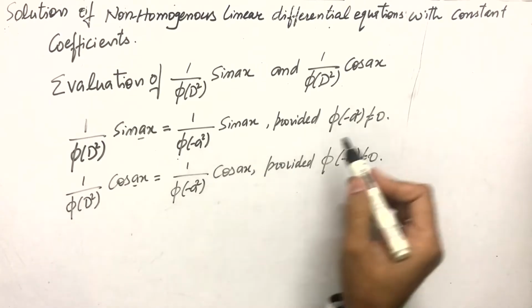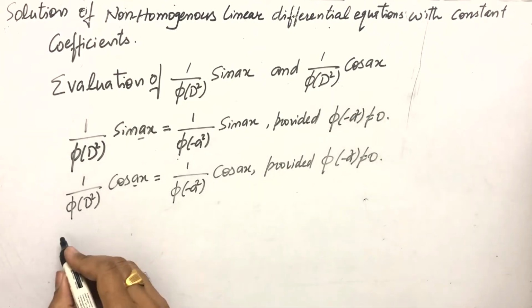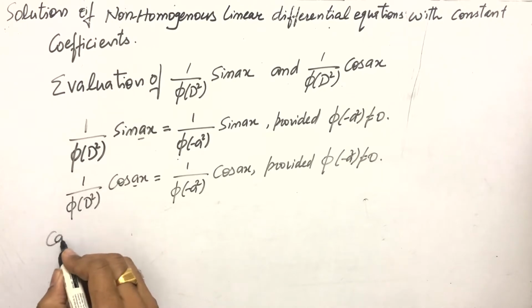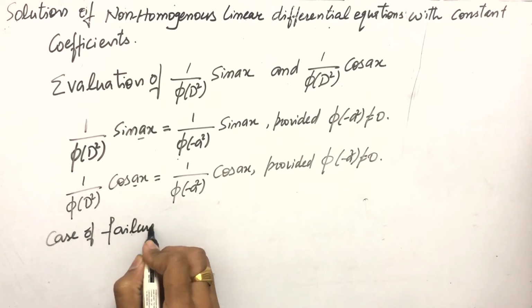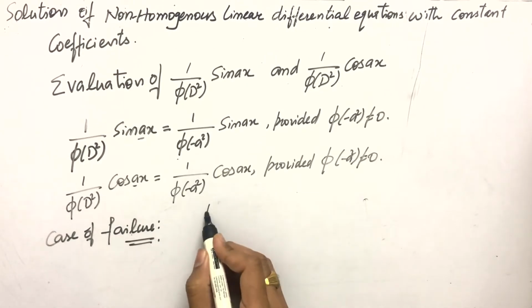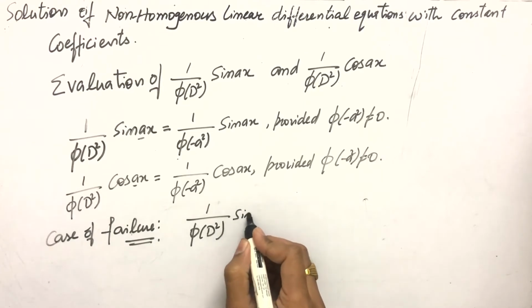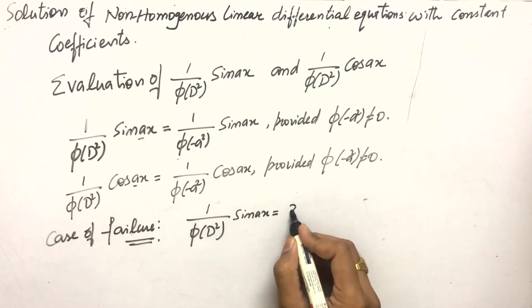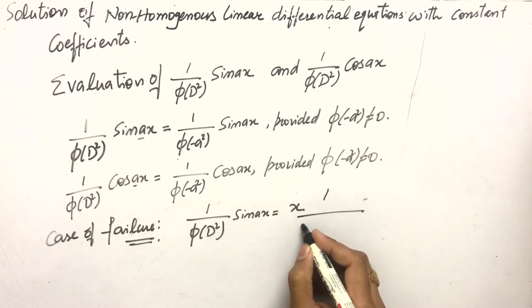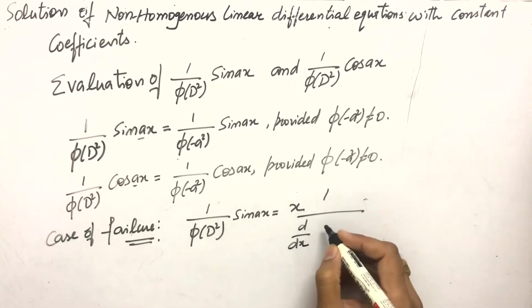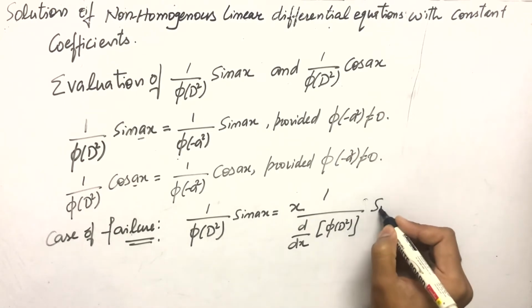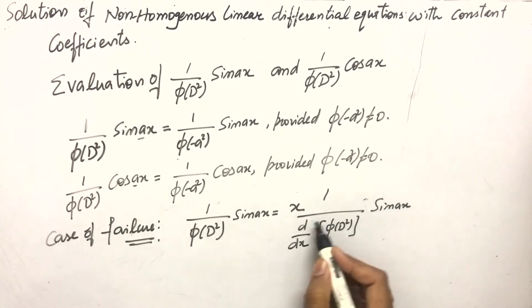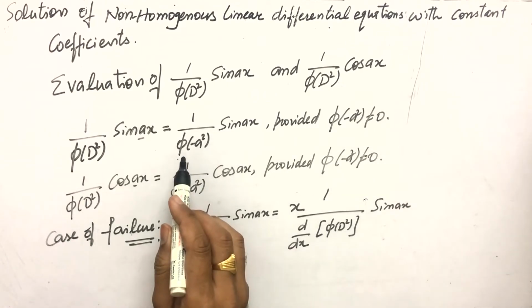What will happen if this is equal to 0? That may be considered as the case of failure. As earlier, in that case how do we write? We write 1 upon phi of D square, sine of ax, equals x times 1 upon d by dx of phi of D square, sine of ax. And after taking the derivative, we again use this method.